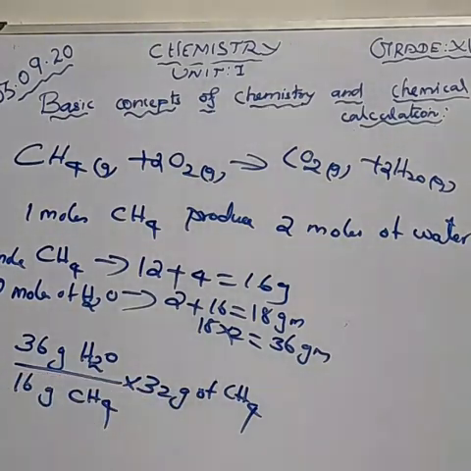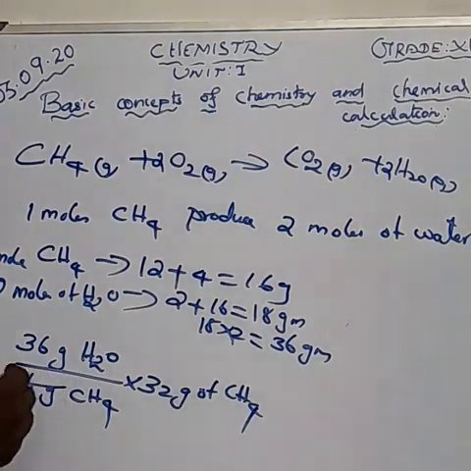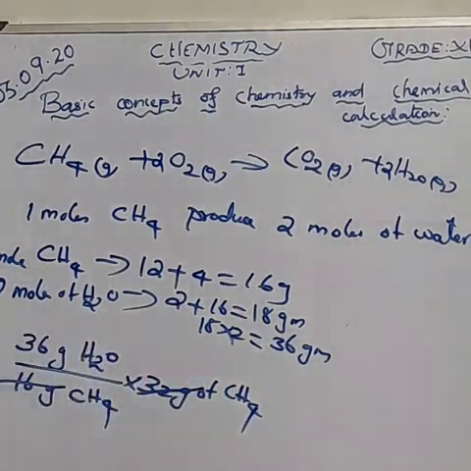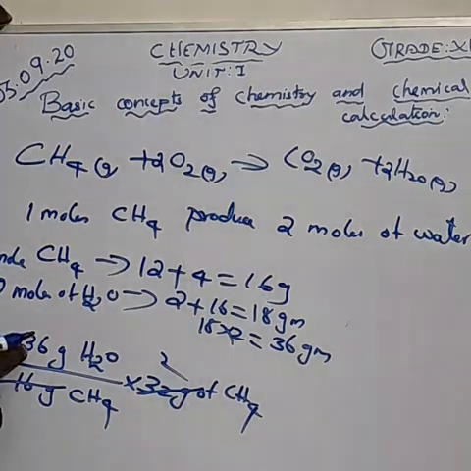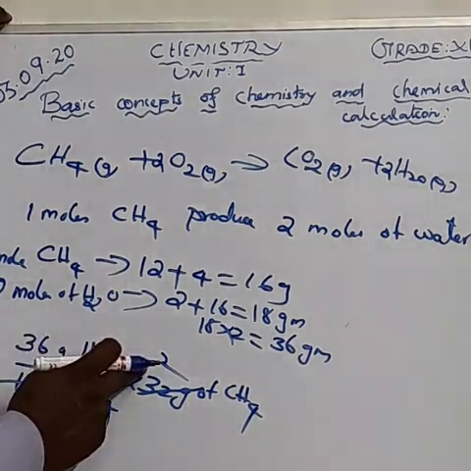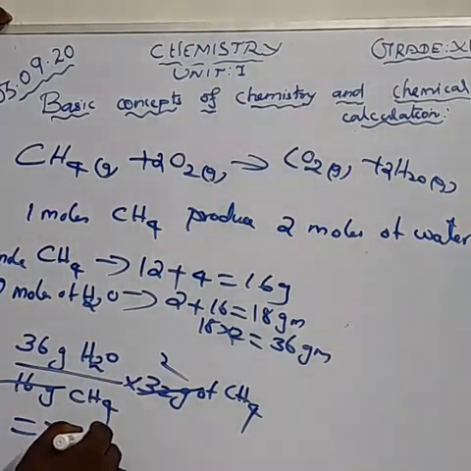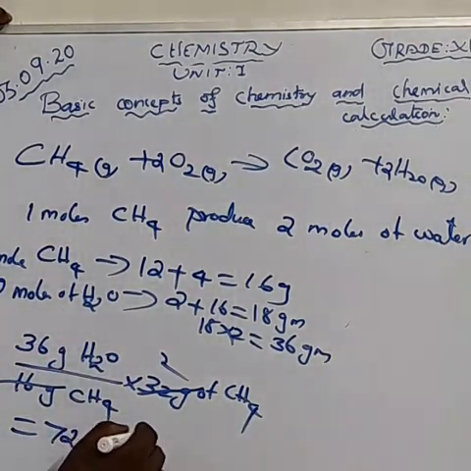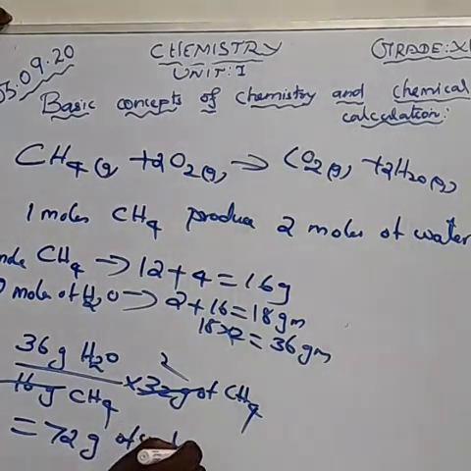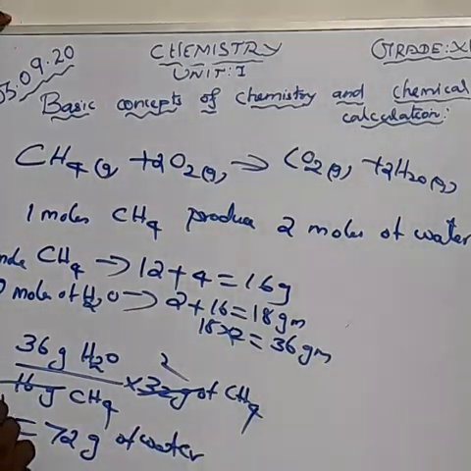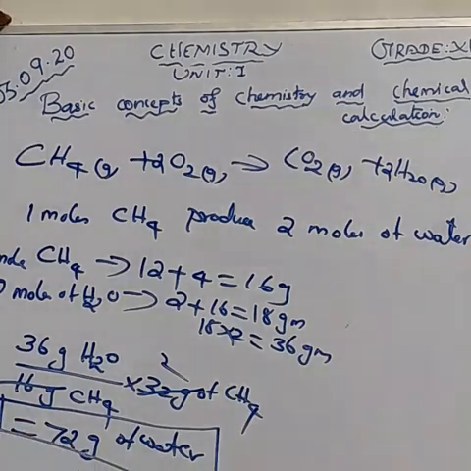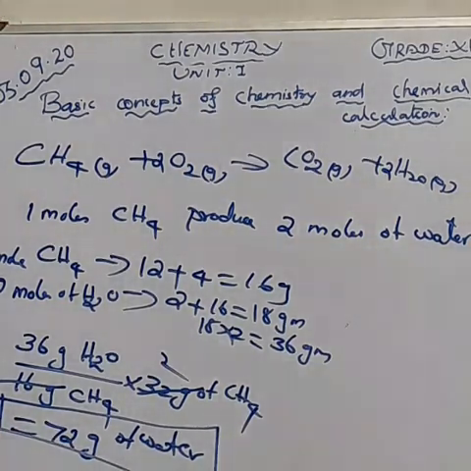Then how can you cancel here? 16 gram and 32 gram can be cancelled, and make it 2 here. So what's the answer? 36 into 2 is equal to 72 gram. So as per the question, we get 72 gram of water. Can you write the equation? Can you write the formula? Okay, the next question.